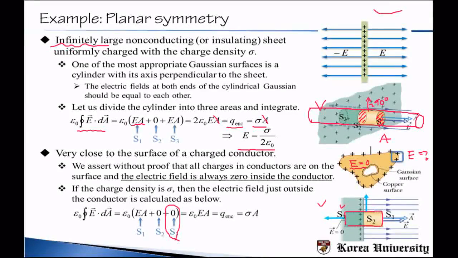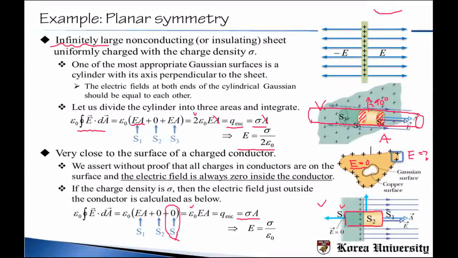But then, if you think that the charge density on the surface is still sigma, the amount of charge enclosed inside this Gaussian surface will still be the same. So what has changed? You see that here there's no 2. Above there was a 2, but here there's no 2.